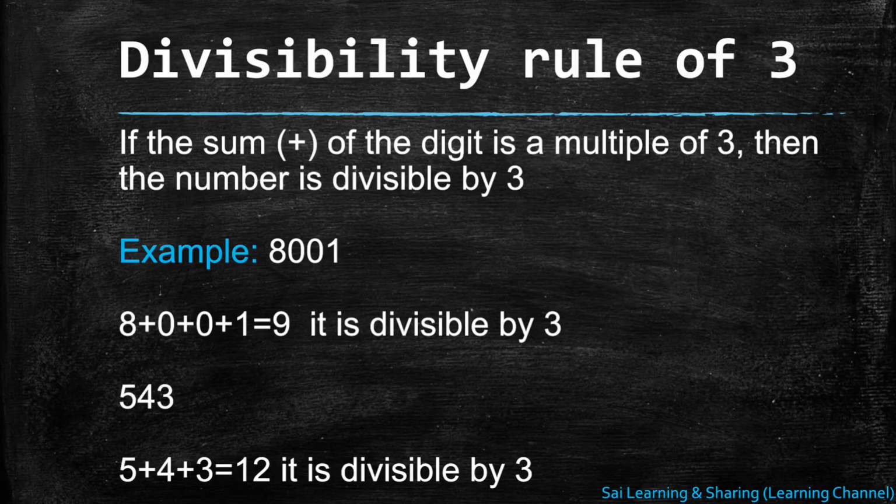Now, 543. When we add the digits, 5 plus 4 plus 3, the answer is 12. So, it is divisible by 3. Hence, 4 multiplied by 3 is 12, and 12 is a multiple of 3. I hope you understand the divisibility rule of 3. Now, let's move on to the questions.